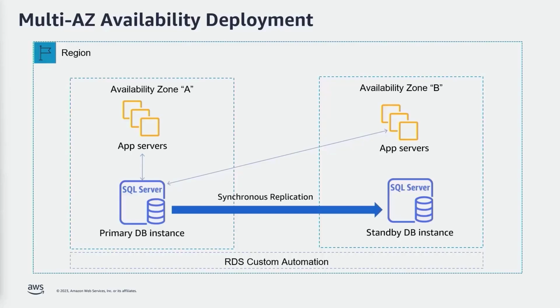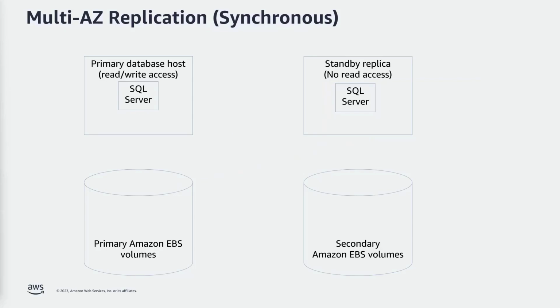The failover usually takes under 30 seconds, but sometimes it could take up to 2 minutes. The application then reestablishes the connection to the new primary instance using the same endpoint. RDS Custom then replaces the secondary node and reestablishes the replication between the primary and the new secondary instance. Let's look under the hood at how this works.